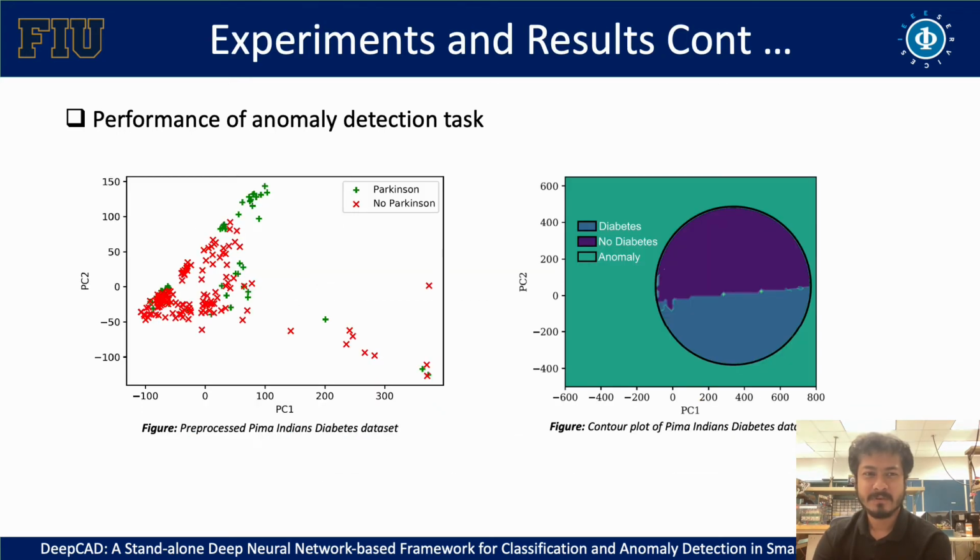So here is the performance of the anomaly detection task of the DeepCAD deep neural network model. On the left hand side, we can see a preprocessed Pima Indians diabetes dataset. And on the right hand side, we can see that after being trained, the DeepCAD deep neural network model is successfully labeling all the data points outside the minimum enclosing circle defined by the OLG's algorithm as anomalies.